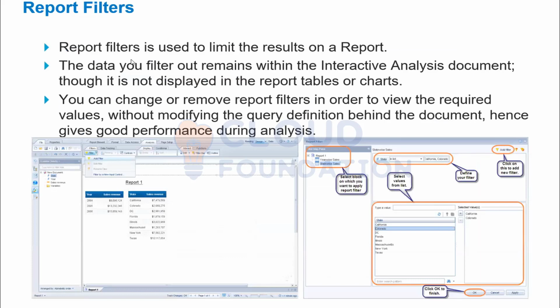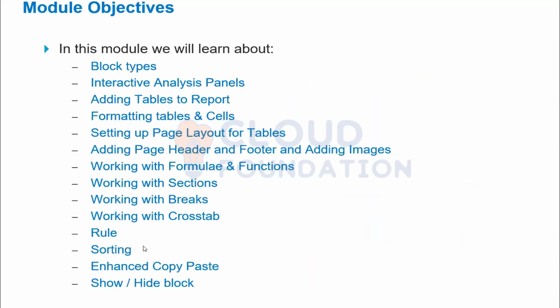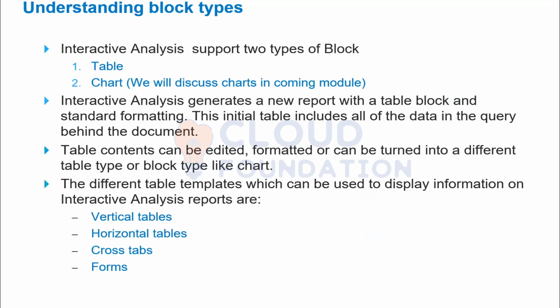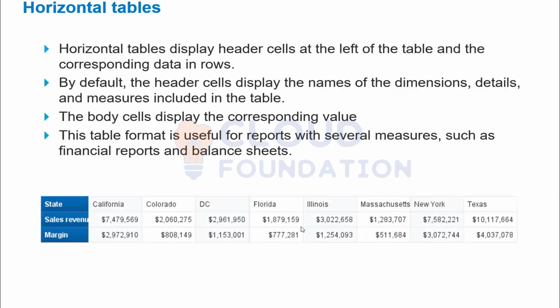After working on query or document level filters, these are the report level filters, which are available inside for our reporting layer. So we can add different filters for different blocks inside a single report also. What are the types of tables available: vertical tables, horizontal tables, cross tabs, forms. This is an example of a vertical table. This is a horizontal table.